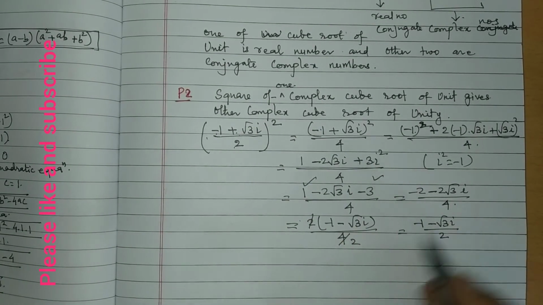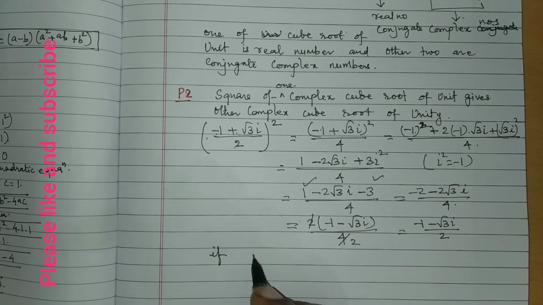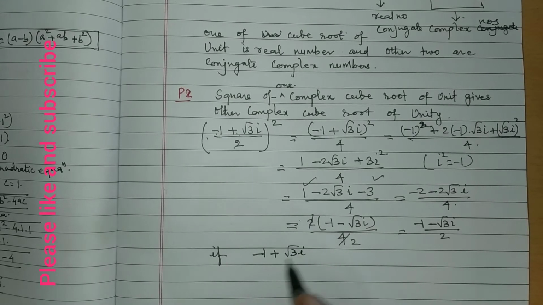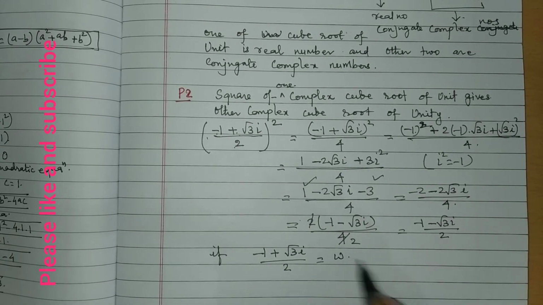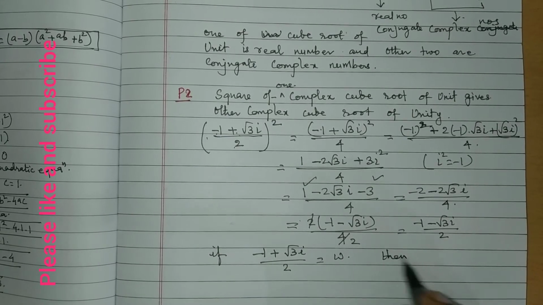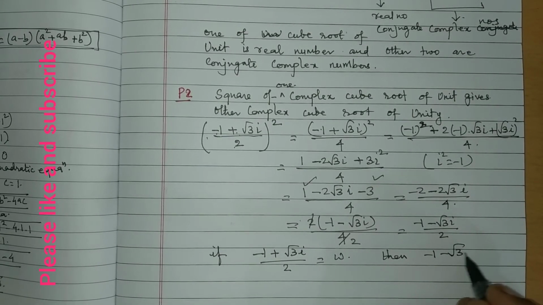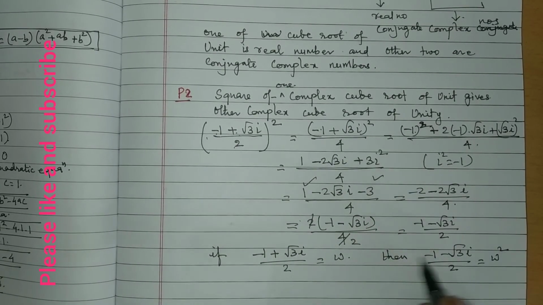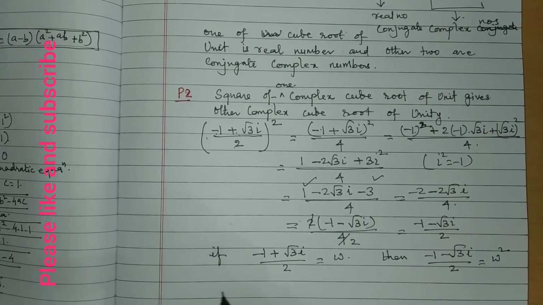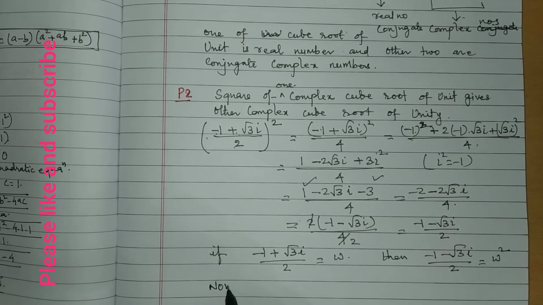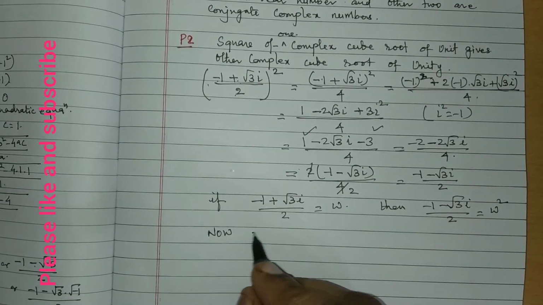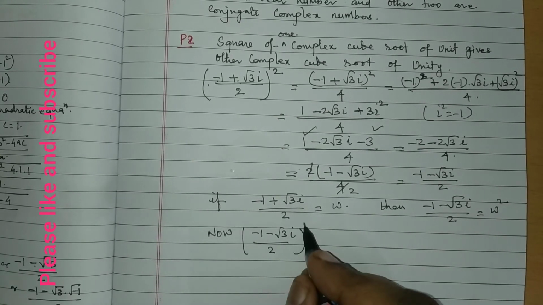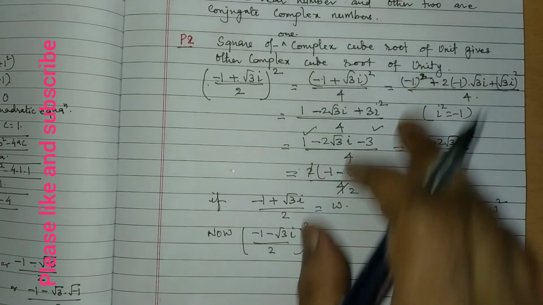So this is omega square. In general we denote -1 plus root 3i by 2 as omega. Then -1 minus root 3i by 2 is equal to omega square. If we square this, the reverse will also come. So now see here, -1 minus root 3i by 2 whole square, if we do, we will get the first cube root of unity.